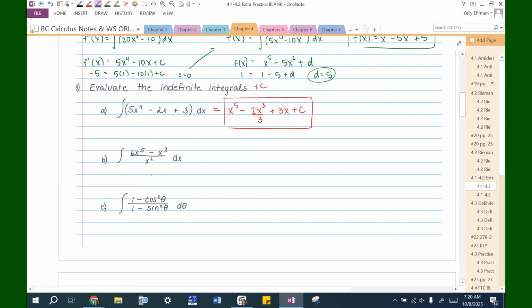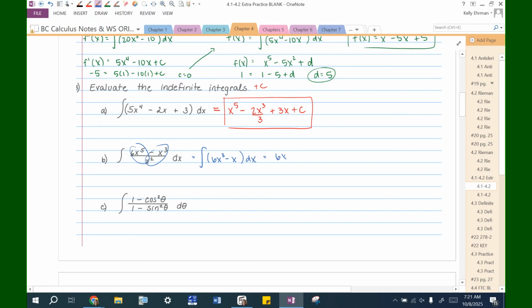Before you start in on the next one, right now we only have rules for individual terms. We don't have a quotient rule for integrals or anything. So remember, if you're dividing by a monomial, it's easier anyway to divide each part. So rewrite the integral first. This is actually 6x to the third minus x dx.